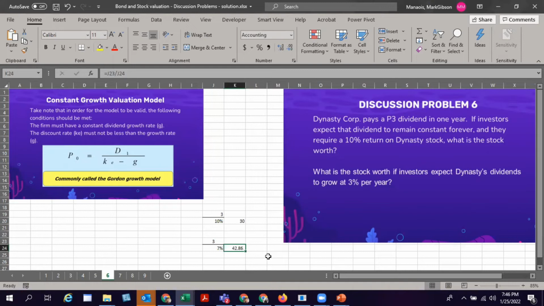Okay? So I think the key element here is to make sure that we satisfy those two conditions first before we can apply the constant growth valuation model or the Gordon growth model.